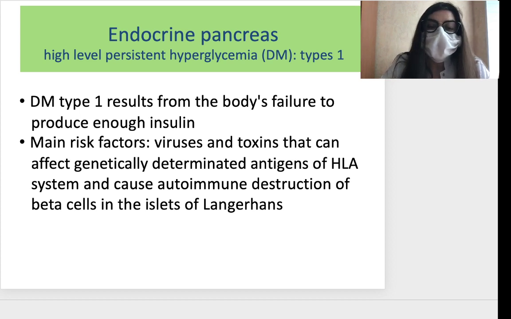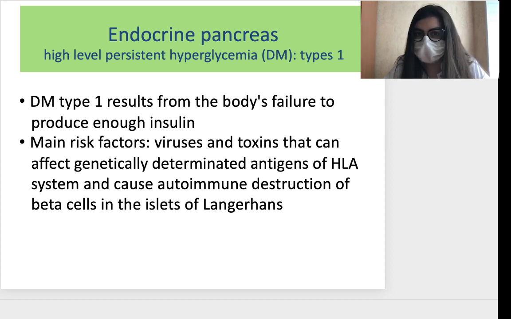Okay, what about diabetes mellitus? We have a lot of different types of diabetes mellitus, but the main ones, most often in real clinic, are type 1 diabetes mellitus, type 2 diabetes mellitus, and gestational diabetes.